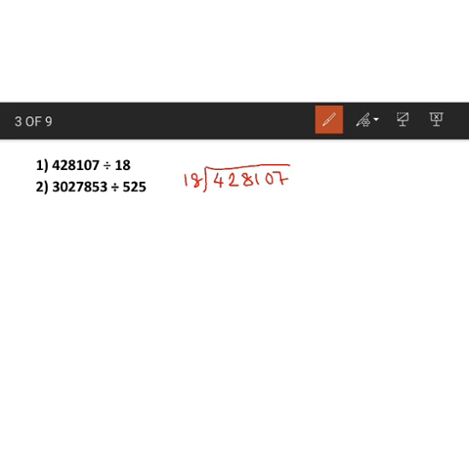Yes. And how many times will 18 go in 42? Okay. 18 into 1 is 18. 18 into 2 is 36. 18 into 3 is 54. 18 into 2 gives 36. So 18 will go 2 times. So write 2 as the quotient, just above 2.